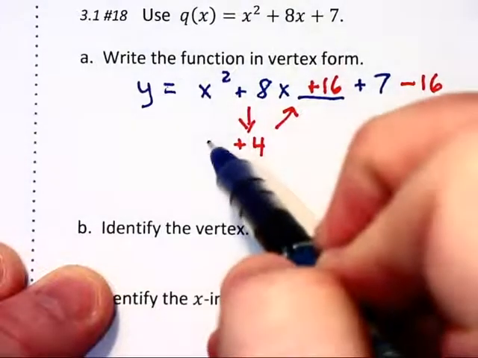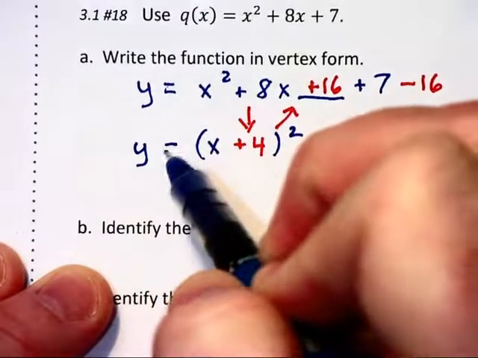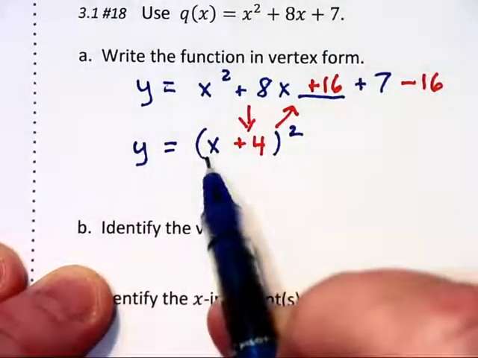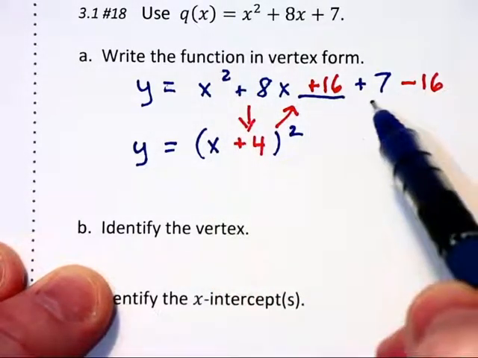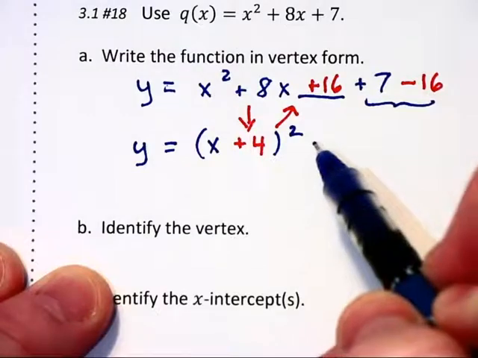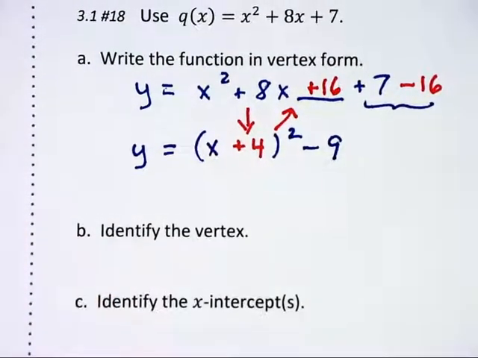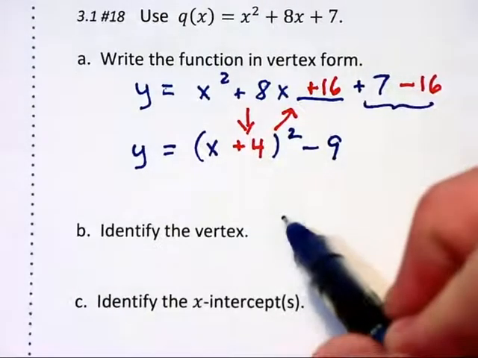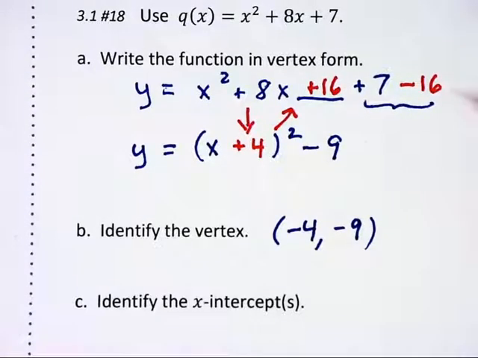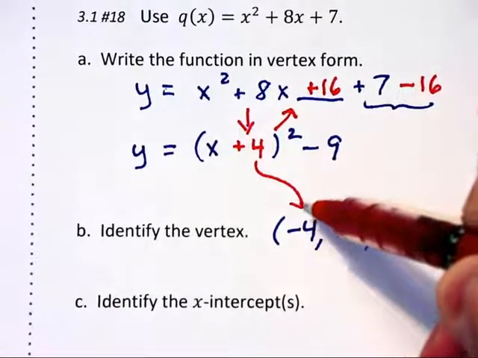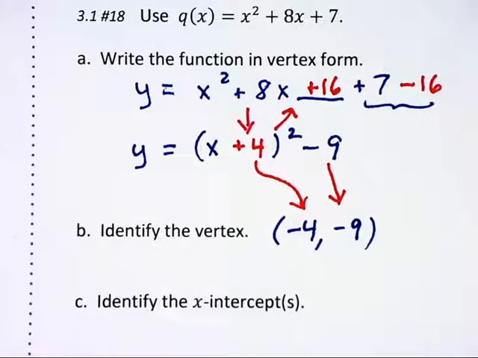Now we insert the x, the parentheses, the quantity squared, and write that as a completed square. And notice that x plus 4 times x plus 4 is equal to x squared plus 8x plus 16. And then we combine these values together over at the right to have a minus 9. So this is in the form we desire it in, and we're able to identify the vertex to be at -4, -9. Notice I have changed the sign of the 4 as it came out of the parentheses, but kept the sign of the 9 to be negative.